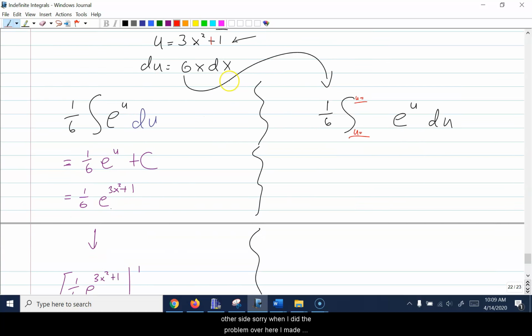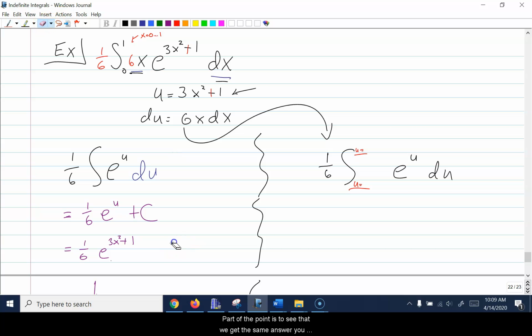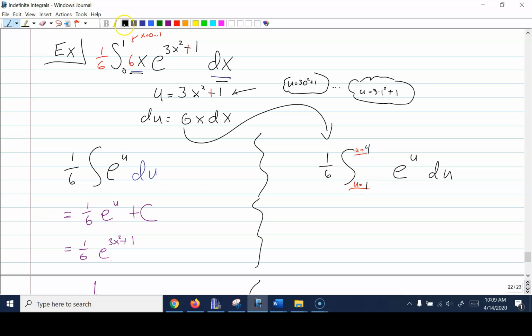Sorry. When I did the problem over here, I made it x squared plus 1, and part of the point is to see that we get the same answer. Let's say the original problem was a plus 1. Sorry about that. When x is 0, what's u? I plug in x equals 0 to my u formula, and I get that x equals 0 corresponds with u equals 1. What's u equals 3 times 0 squared plus 1? What's u equals 3 times 1 squared plus 1? Both of these are straightforward numbers to work out. This is u equals 1 to u equals 4.